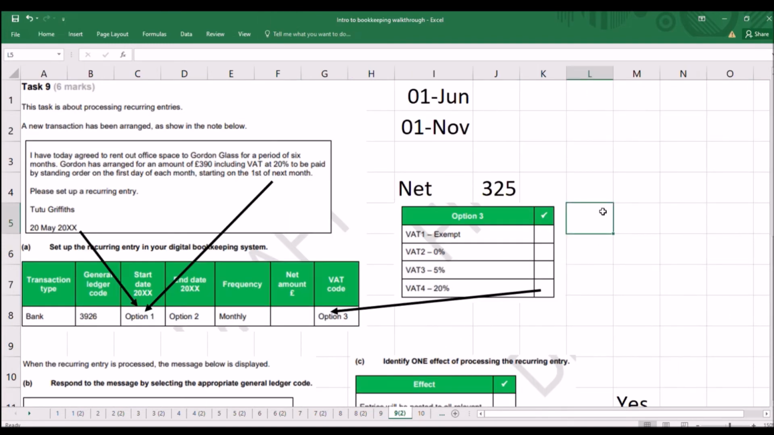So in terms of the answers then, this was about recurring entry. So a recurring entry, we've got an electronic accounting system here. We set the journal up once and it repeats 5, 6 or 7 or however many times you want to have really.